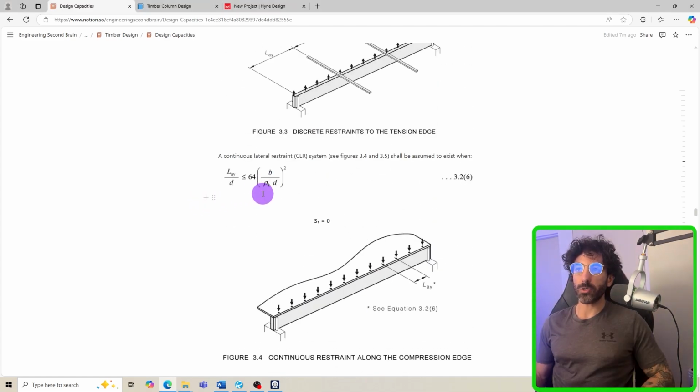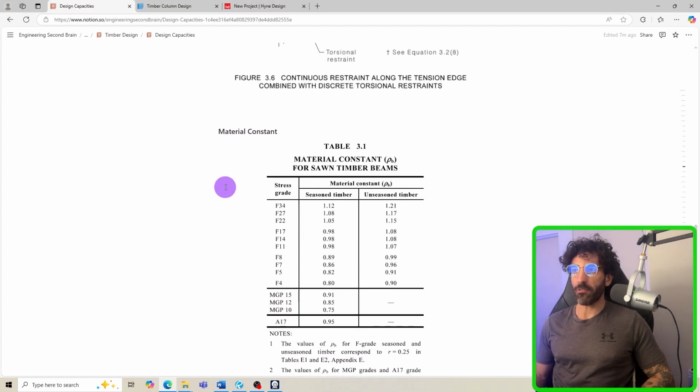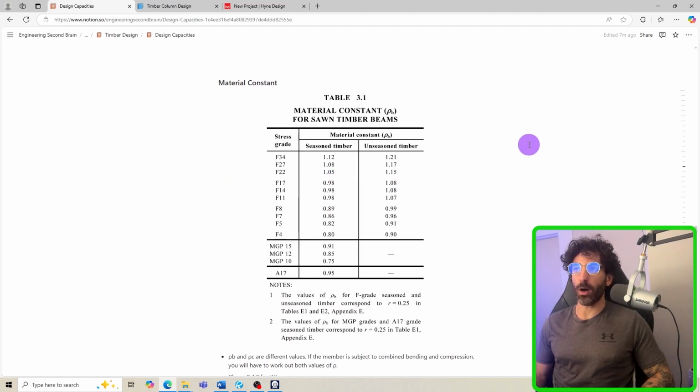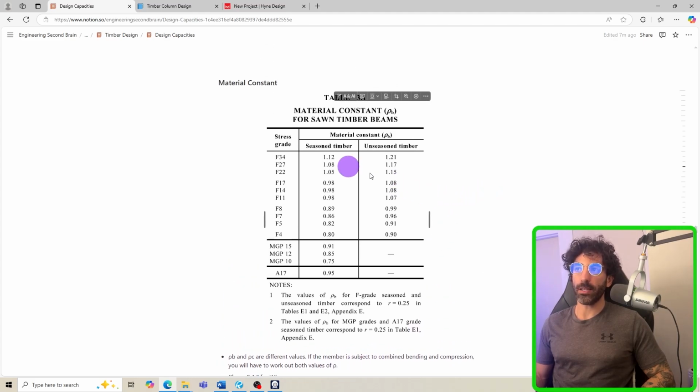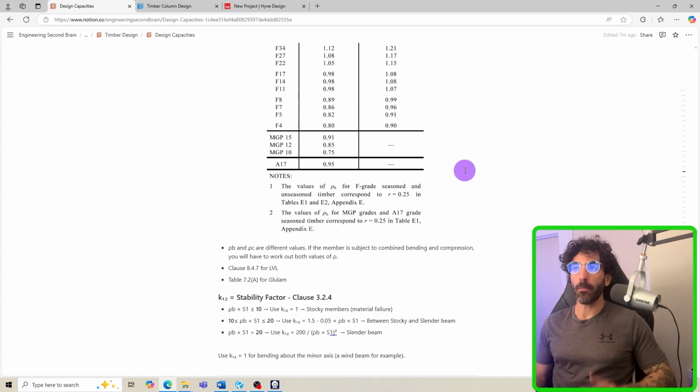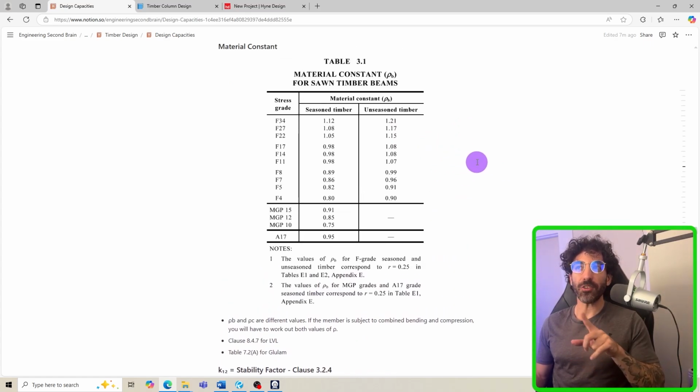This material constant rho B, you can find it on this Table 3.1. So that's the material constant for timber beams. For LVLs, you can find it in clause 8.4.7 of AS 1720.1. And then for glulam, there's another table, 7.2a, where you will find rho B, which is the material constant. Bear in mind that rho B is different from rho C. We have a material constant for bending and we have a material constant for compression, and they are different values.